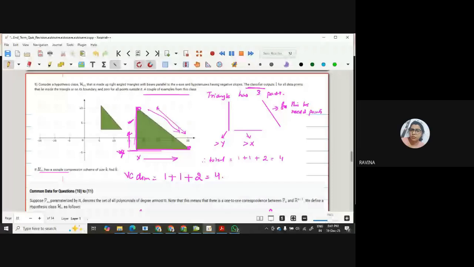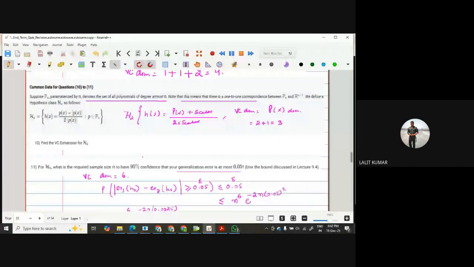So if it is not a right angle triangle, like another triangle, then there will be two slants. So does the VC dimension increase or remain the same? It will increase, okay, Ravina, because then you will need points for this also, for this also, and for this also. So is it 5 or 6? It will become 6. Okay, now the next question will come.